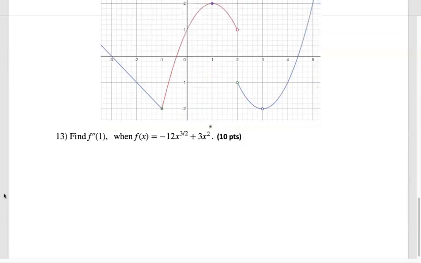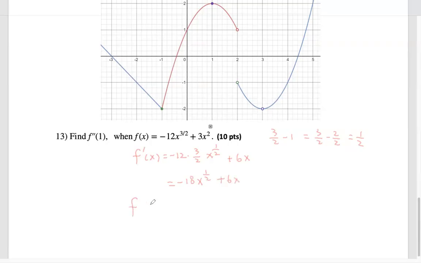Okay, last question, 13. Find the second derivative. Let's find the first derivative. So the first derivative equals -12 times 3 over 2 x raised to 3 halves minus 1, which is 3 halves minus 2 over 2, that's 1 half, so x raised to 1 half, plus 6x. -12 divided by 2 is -6, -6 times 3 is negative 18, x raised to one half plus 6x, right? This is the first derivative.